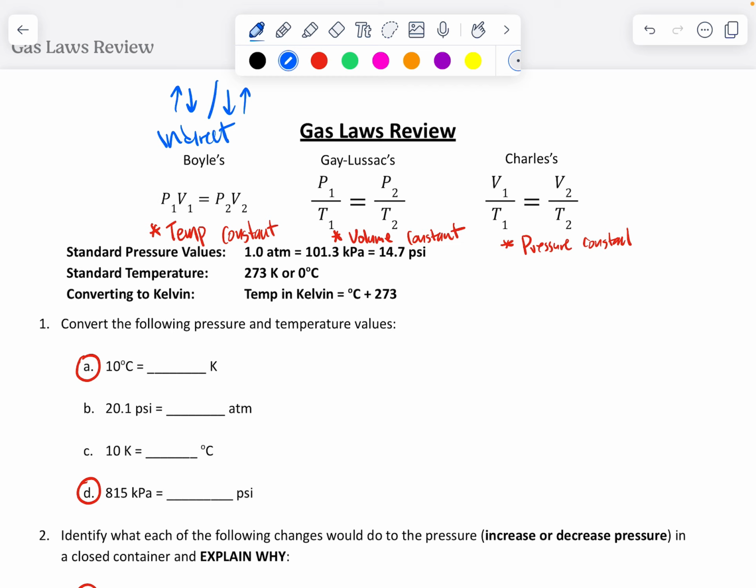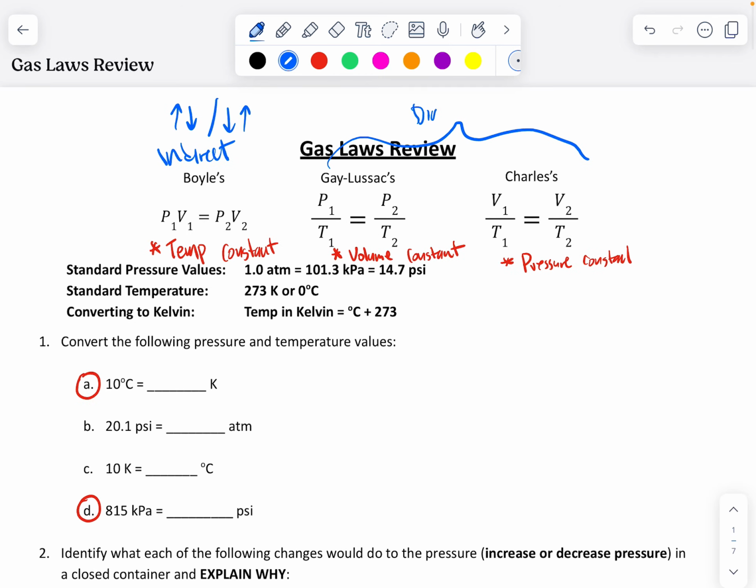Now, what about the two other gas laws, Gay-Lussac's and Charles's law? These two are great examples of when variables are directly related. Direct simply means that both variables will go up at the same time or they will go down at the same time, okay? So please know the difference between direct and indirect relationships, okay?